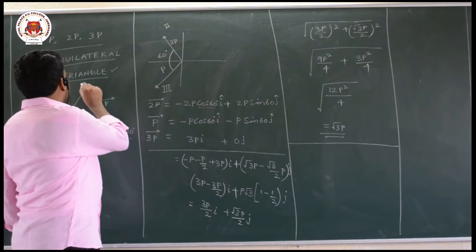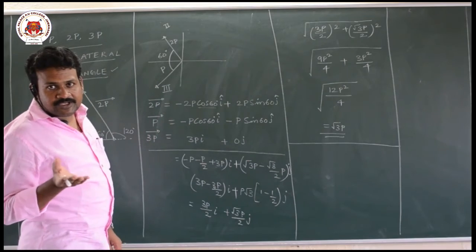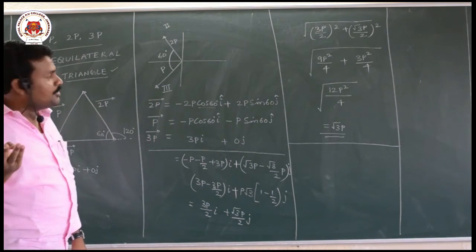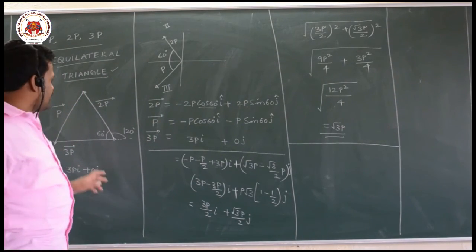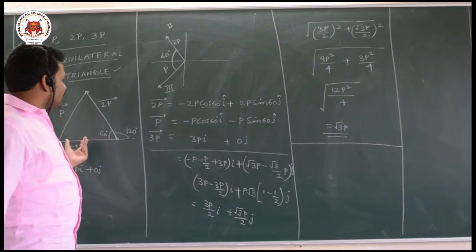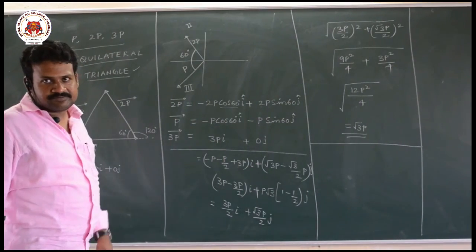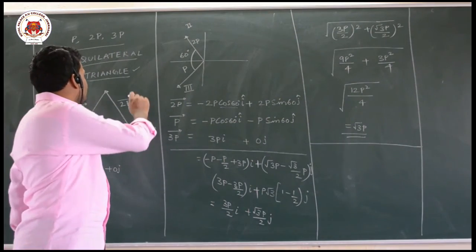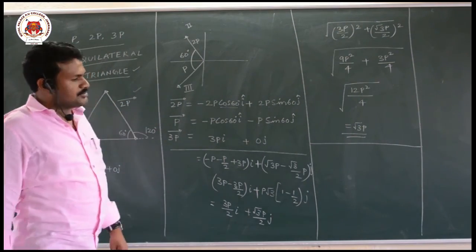Once again I will repeat the question: three vectors of magnitude p, 2p and 3p are acting along the sides of an equilateral triangle, then find their resultant. This we have solved by using resolution of vectors.